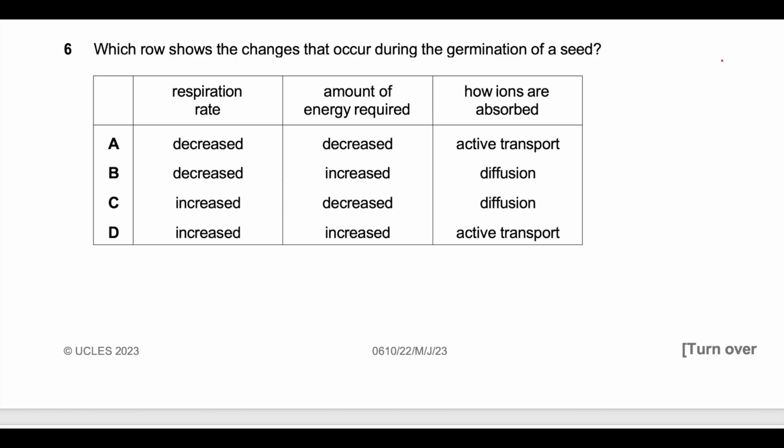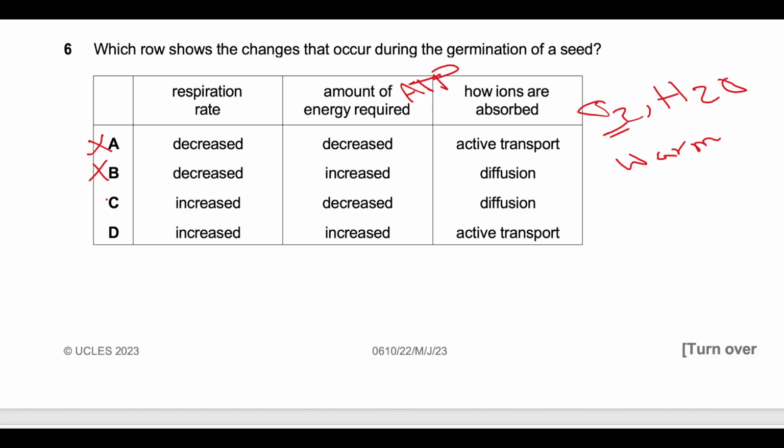Which row shows the changes that occur during the germination of a seed? For seed germination, we need oxygen, water, and a good temperature to have a warm area for hormone activities. Let's start with the respiration rate. Sure, when we have the oxygen, that means the respiration rate will increase. That means A and B are wrong choices. Now, when the respiration rate increases, what will happen with the amount of energy required? Amount of energy required, I mean the ATP. Sure, it will increase.